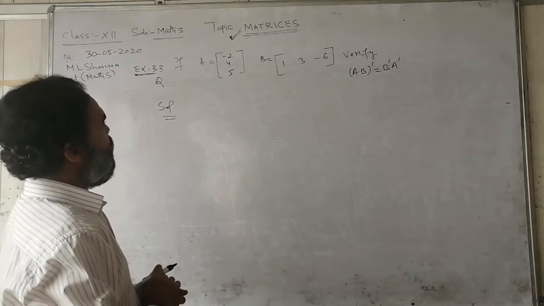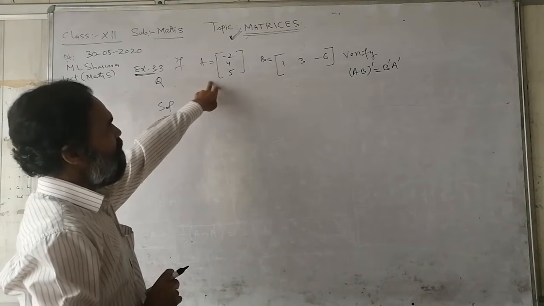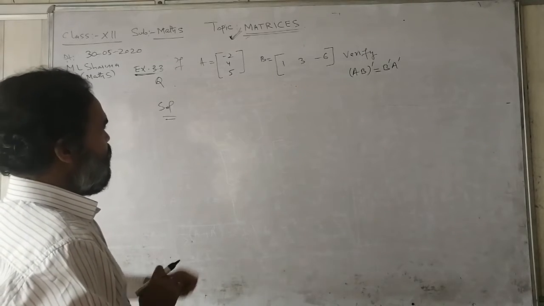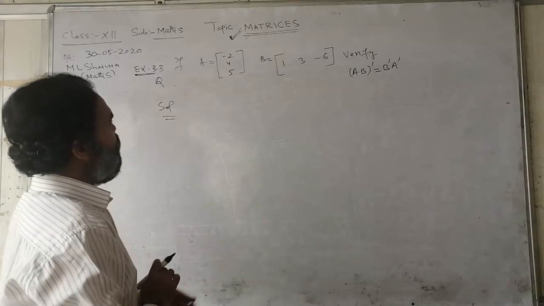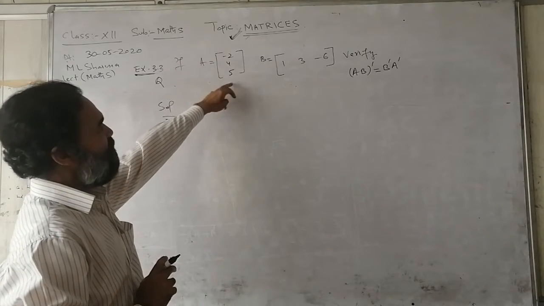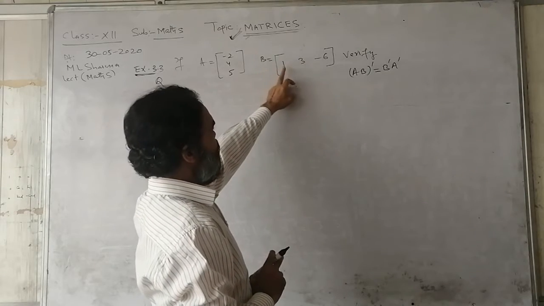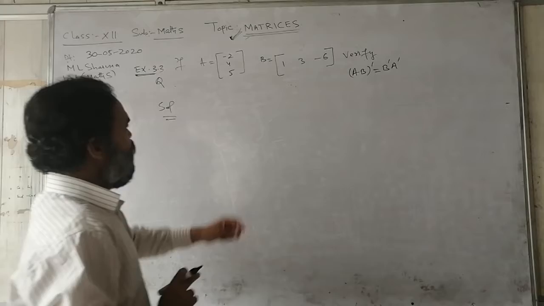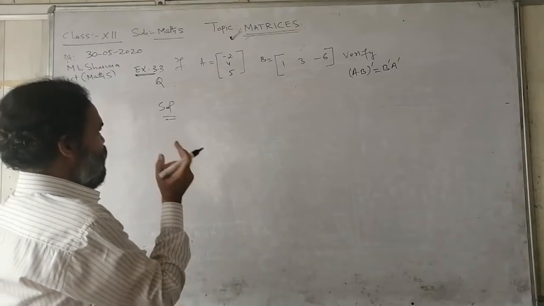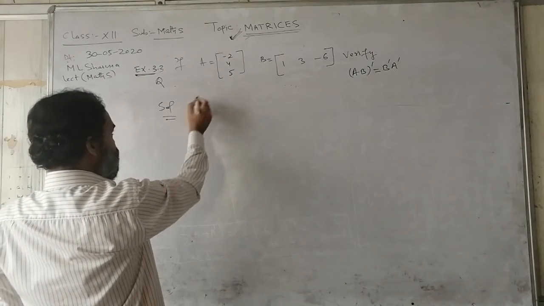Matrix A is a column matrix, and B is a row matrix. Here only one column is there, and the elements are -2, 4, 5. Here only one row is there, and the elements are 1, 3 and -6. So one is a row matrix, another is a column matrix. This is column, this is row.